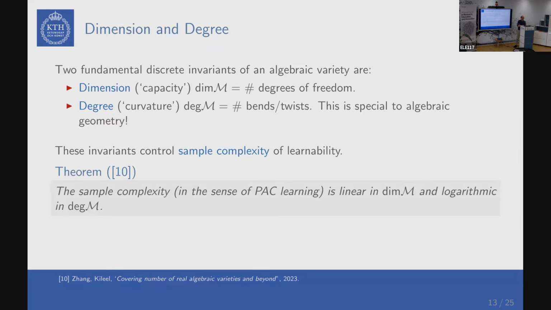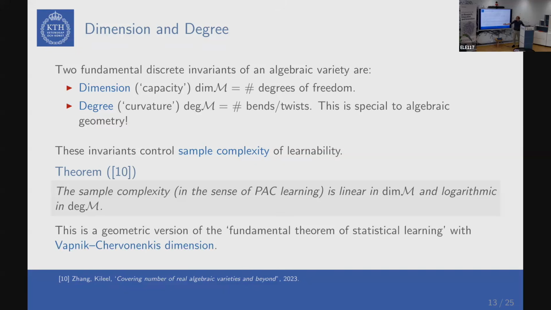I'm going to just throw at you the fundamental theorem in this line of thought. So dimension and degree are related to the sample complexity of your model. So the sample complexity in the classical statistical learning theory sense, in the PAC sense of an algebraic model. So the PAC sample complexity of empirical risk minimization is linear in the dimension and logarithmic in the degree of the neuromanifold.